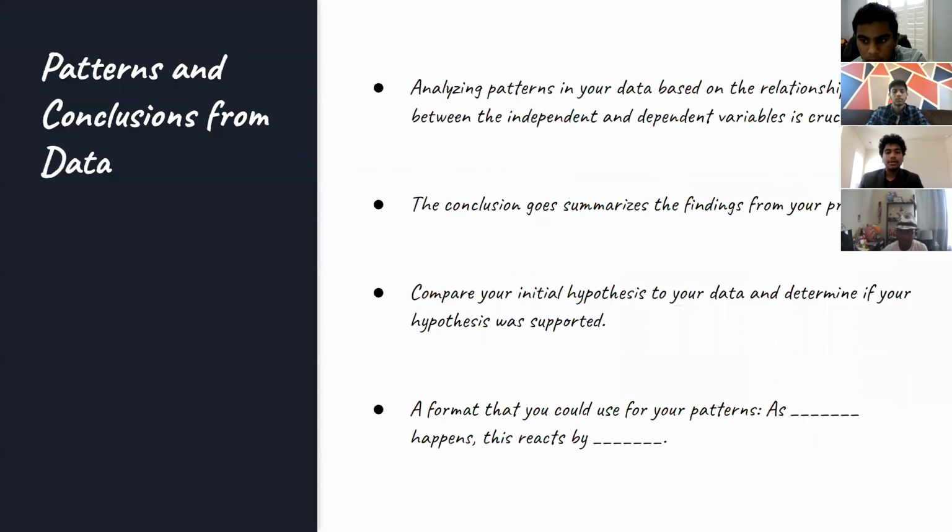After you graph your data and get an idea of what is going on, you will be able to analyze patterns in your data, like the nature of the relationship between your independent and dependent variables. These will most likely follow something along the lines of, as something happens, this reacts by something. Overall, this relationship between the cause and effect should be clear at a conceptual level as well as a mathematical level. Sesha will now continue to tell you how to draw conclusions.